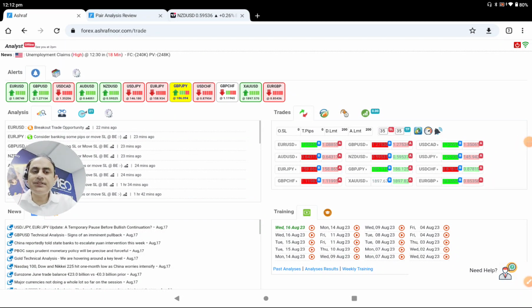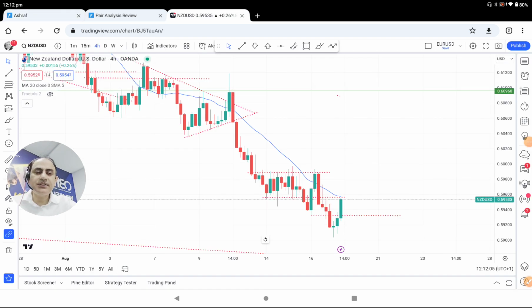We had an amazing trade, guys. Let me share with you guys how I analyze the market on Kiwi dollar. Pretty straightforward. Yesterday from the New York session, we had a short trade here. As you can see here, yesterday we had a beautiful short trade, banked amazing profit.